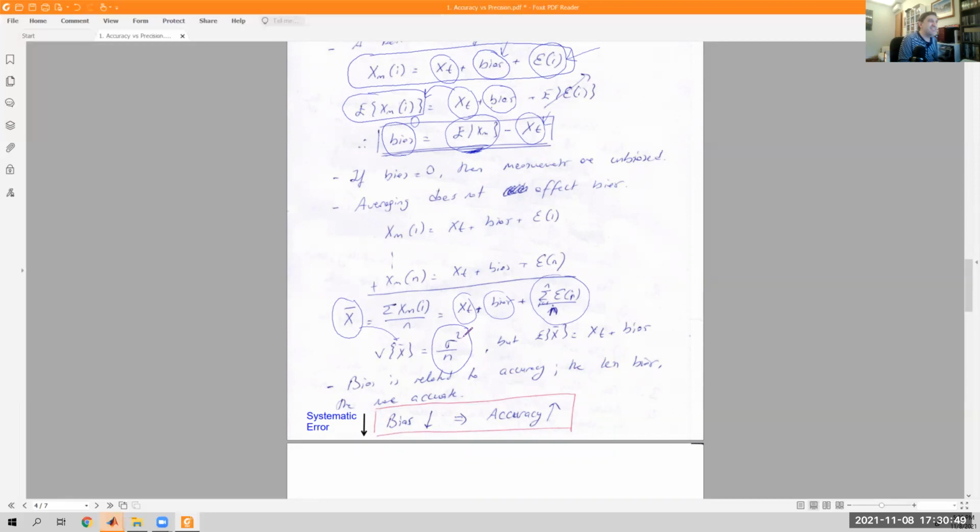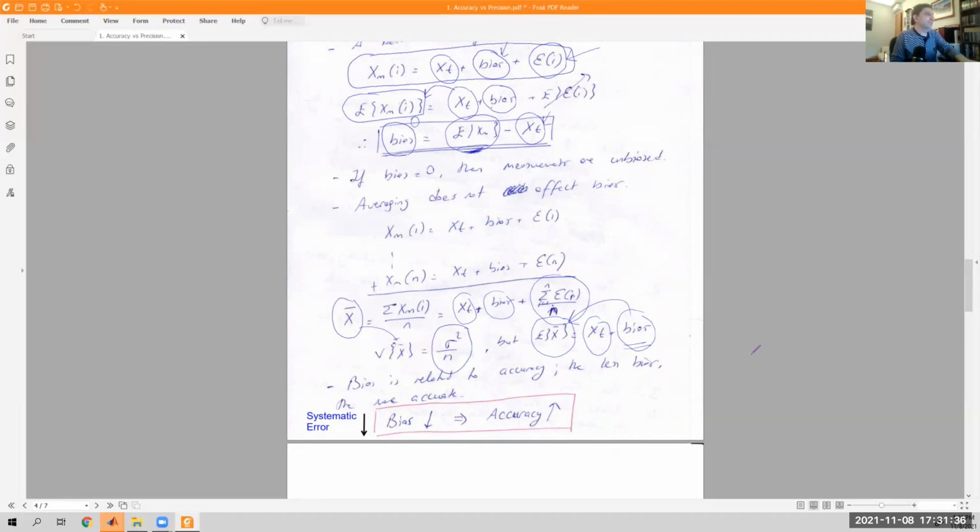But note that there is nothing related to bias here. The expected value of x bar is equal to the true value plus bias. So if there is a bias term, averaging does not affect it. You cannot decrease the contribution of the bias term to the x bar value, to the measured value. So averaging doesn't work if there is a bias, but still we do averaging in our experiments, and try to be careful about sources of random error.